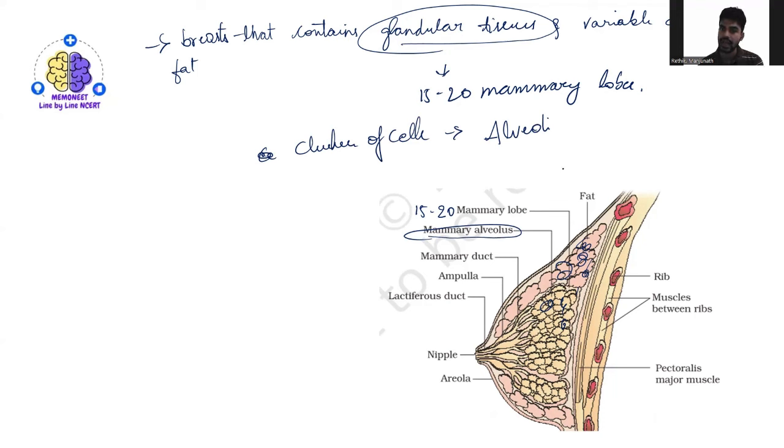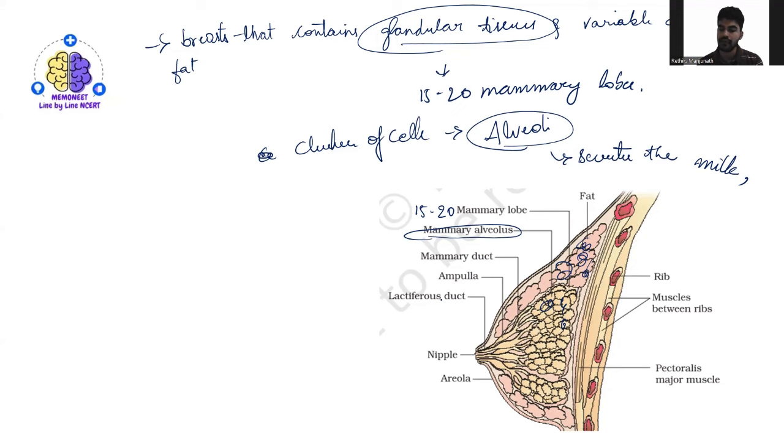So the cells of these alveoli are the ones which normally secrete the milk, okay? Which is stored in the cavity of the alveoli. So this is another thing: the lumen is the cavity where this milk is being stored.